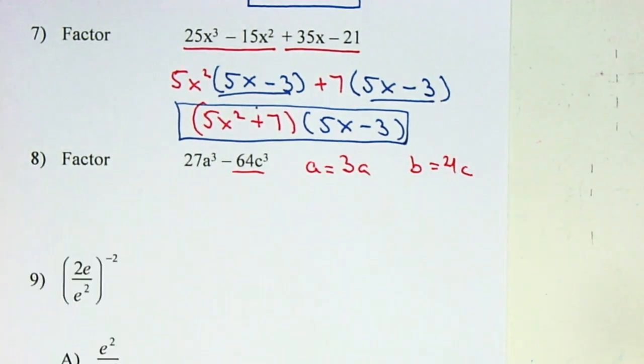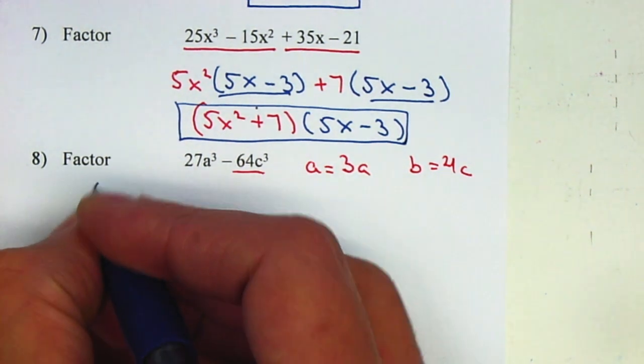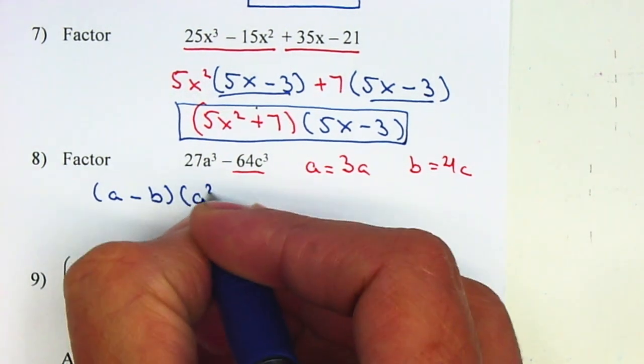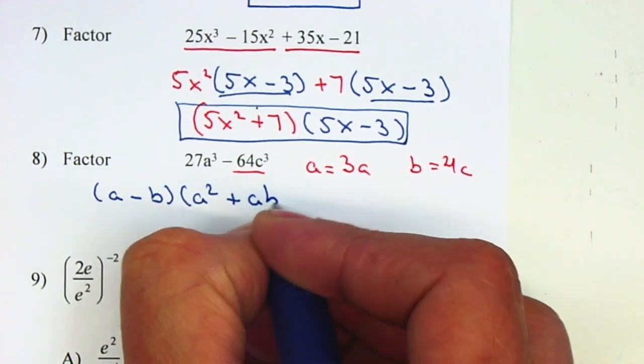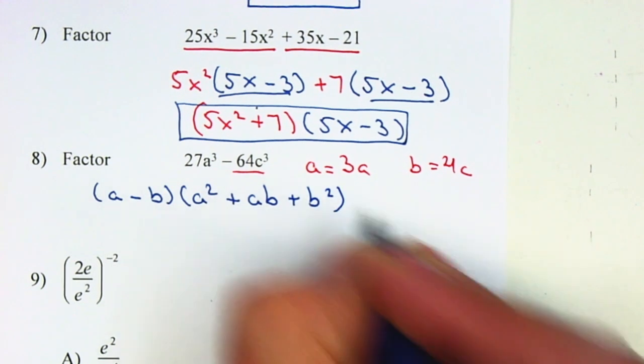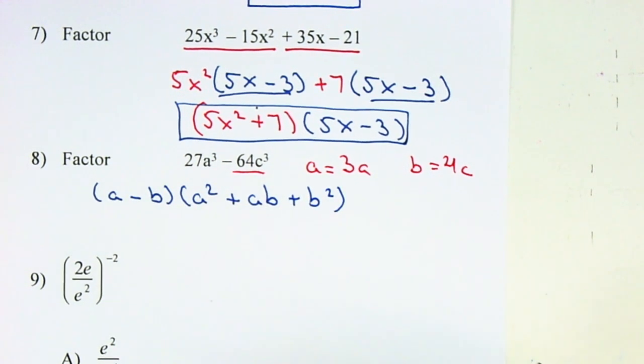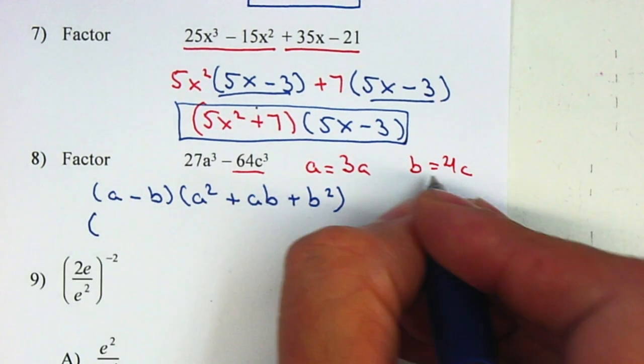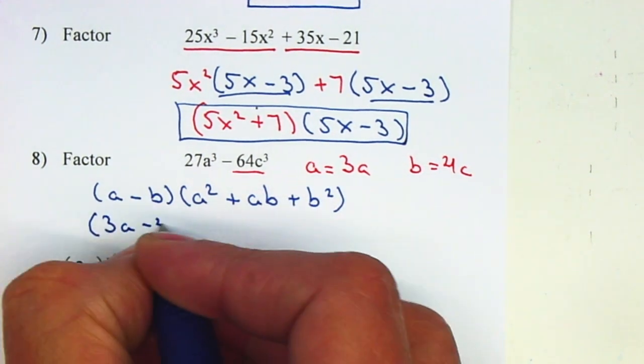I'm going to write down the formula above for those of you guys that don't remember it. It's a minus between, so the formula will be a minus b, then a squared plus ab plus b squared. Now I can plug it in. A minus b will be 3a minus 4c.